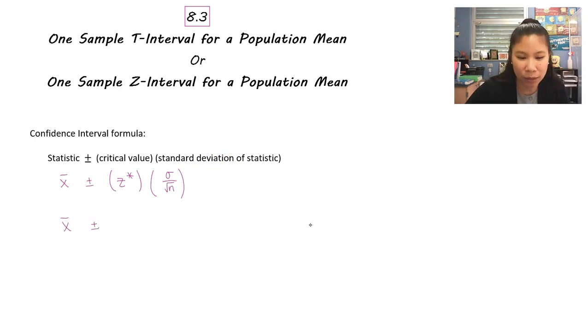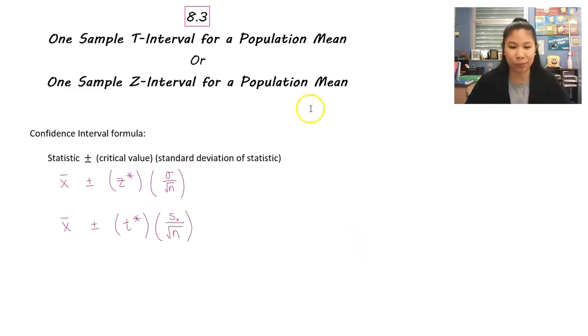So a more realistic confidence interval formula would be like this, where we have the sample mean, so x bar plus or minus, and then I'm going to introduce you to a new critical value. We'll call it t star. And then for the standard deviation of the statistic, it'll be the standard deviation of the sample. So that's what we have, like this s sub x. Sometimes you'll just see it as s, but really it's the standard deviation of the sample divided by the square root of n, so our sample size.